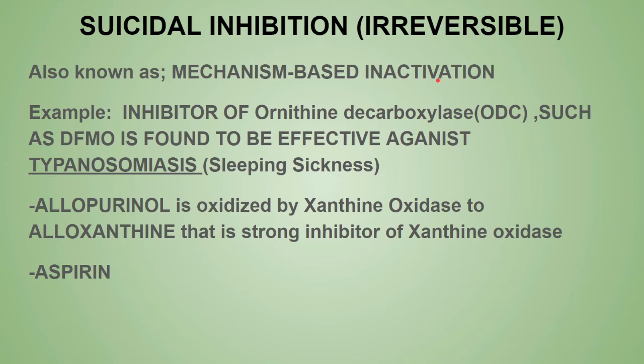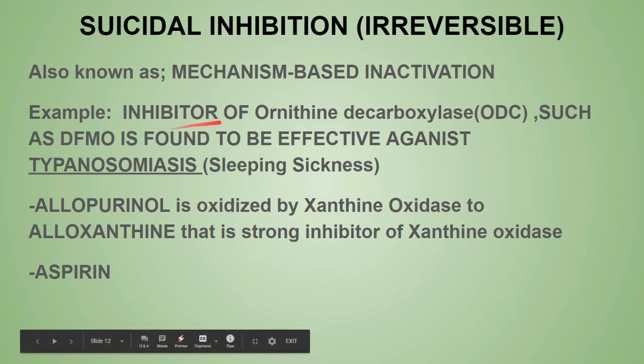So in simple words, the inhibitor binds with a particular enzyme and the whole reaction is catalyzed further. But at the end, this enzyme won't be able to form or release the product, because the inhibitor very effectively binds with the enzyme, and so the product is not formed. The example of this is the inhibition of the enzyme ornithine decarboxylase.